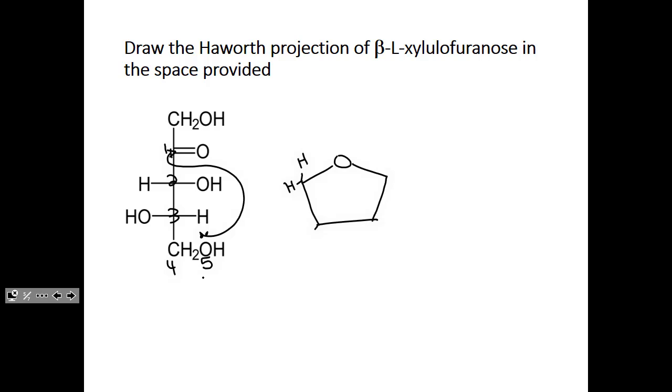Carbon number 4, where it's pointing to the left, so it'll actually point up. If it's pointing up, then my OH group on my anomeric carbon must also point up. And so we have 1, 2, carbon 3 is to the right, so it's going to point down. And then 4, so it'll look like this. Okay?